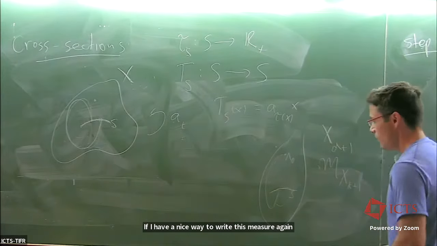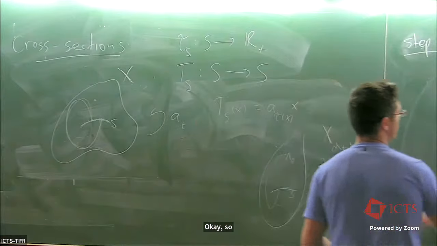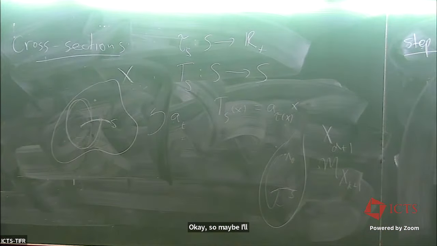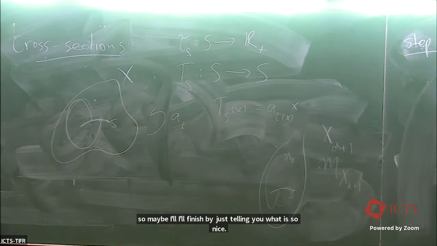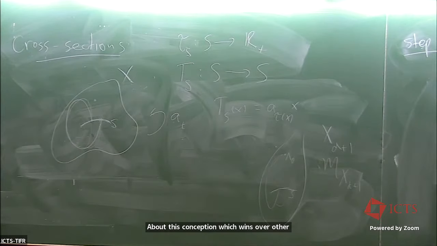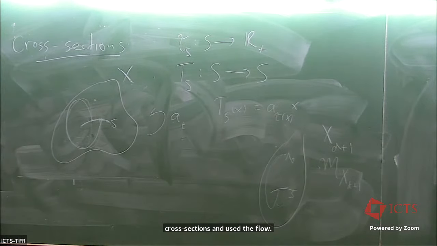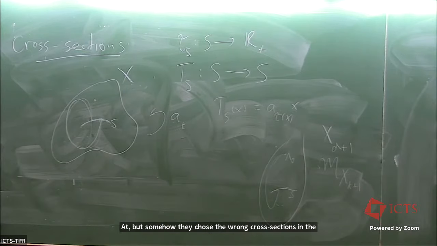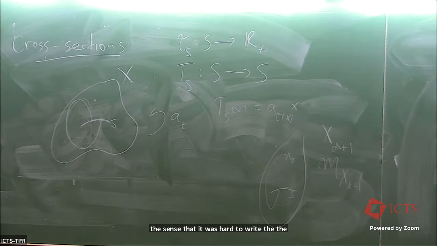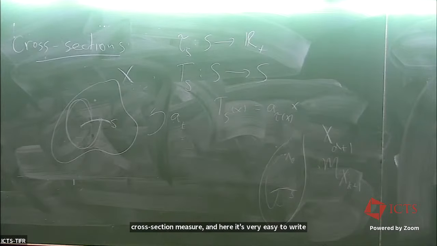Okay, so maybe I'll finish by just telling you what is so nice about this cross-section, which wins over other cross-sections. And this is another thing that I didn't mention. There were prior works on the subject that used cross-sections and used the flow a_t, but somehow they chose the wrong cross-sections in the sense that it was hard to write the cross-section measure. And here, it's very easy to write the cross-section measure. And let me tell you why that is.